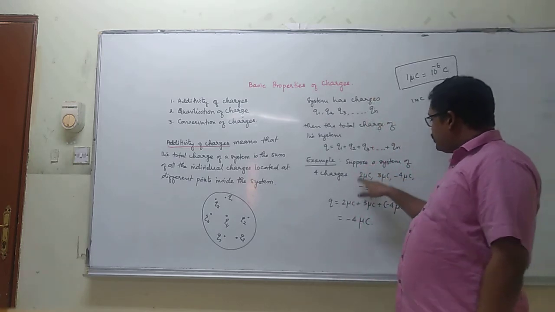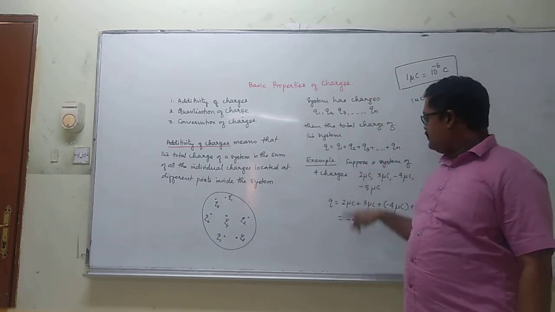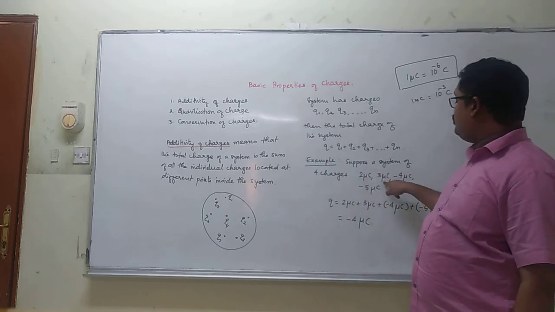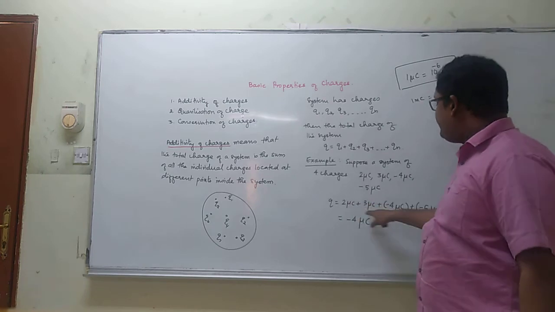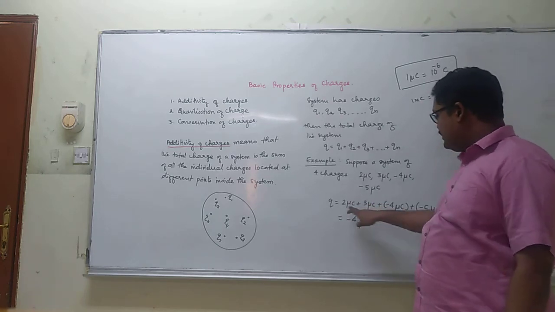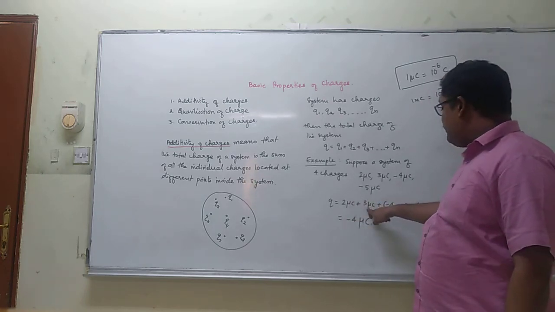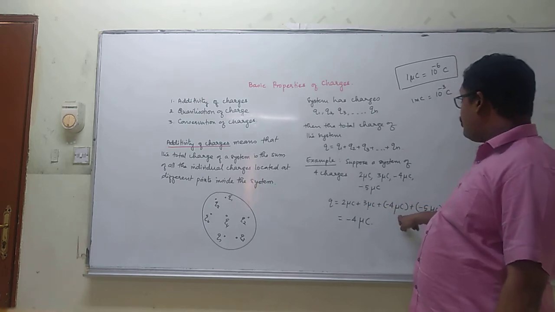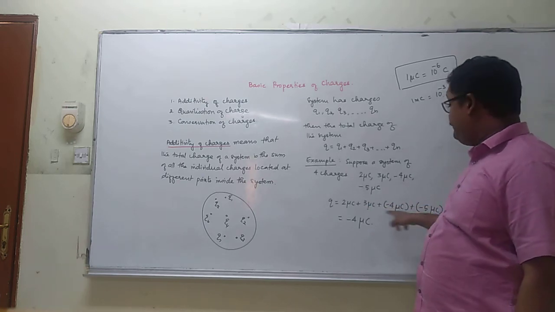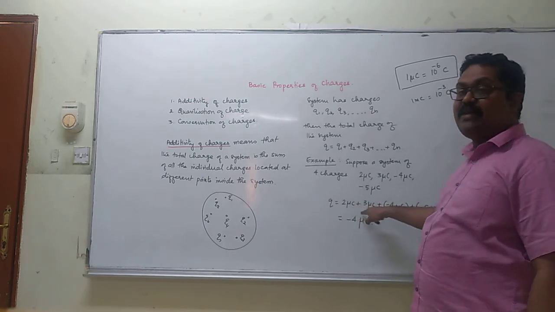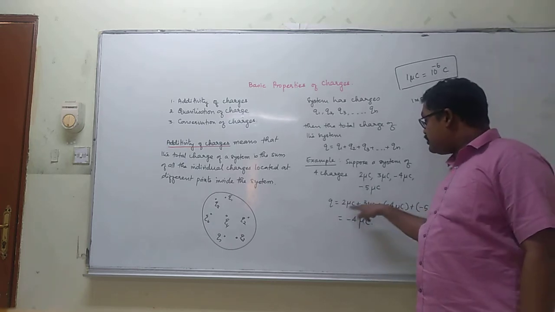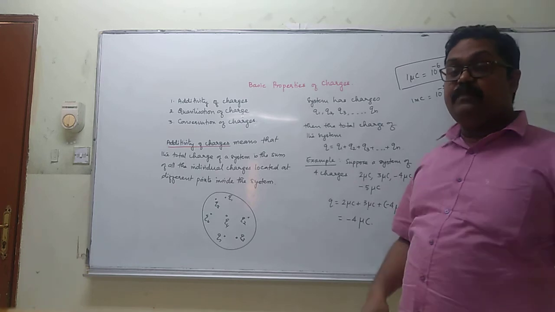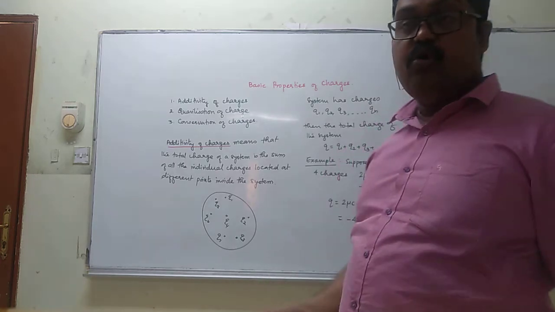Now here, what is the total charge of the system? Suppose Q1 is 2 microcoulomb, then Q2, Q3 and Q4. If you add all these, Q1 plus Q2 plus Q3 plus Q4, that is 2 microcoulomb plus 3 microcoulomb plus minus 4 microcoulomb plus minus 5 microcoulomb. So 3 plus 2 becomes 5, 5 microcoulomb minus 5 microcoulomb cancels away. So the net charge on the system will be minus 4 microcoulomb.